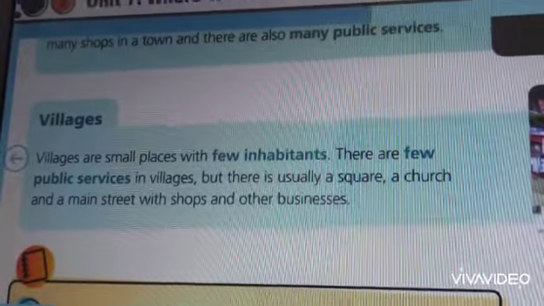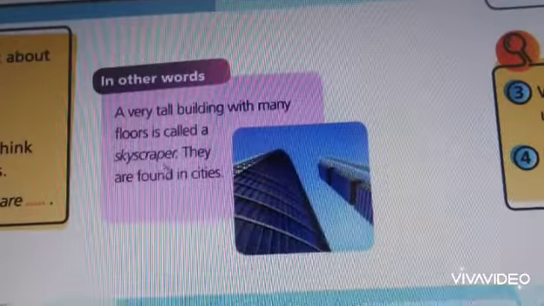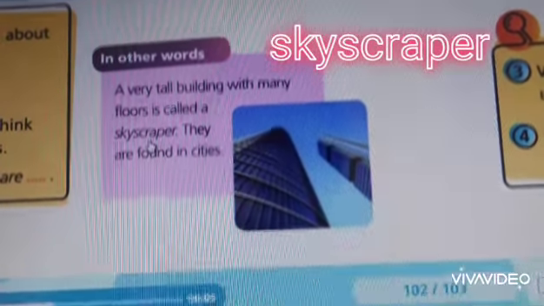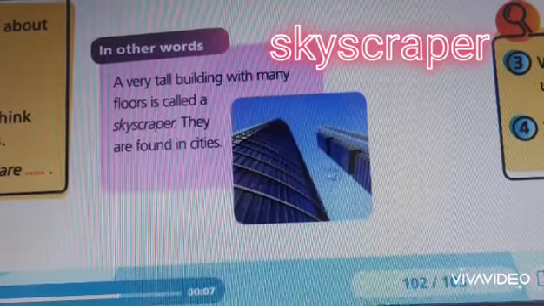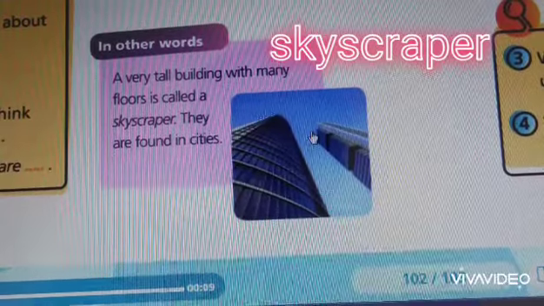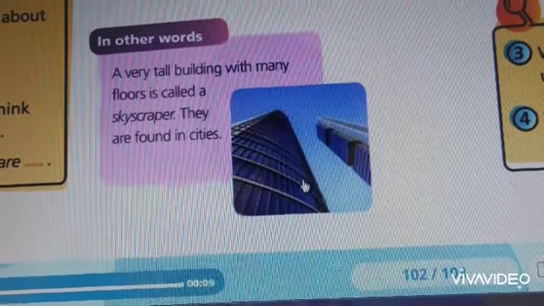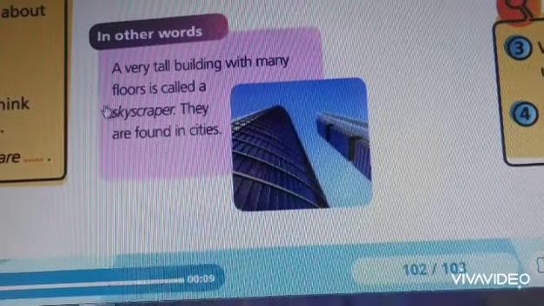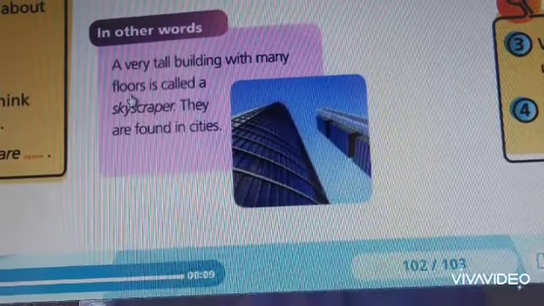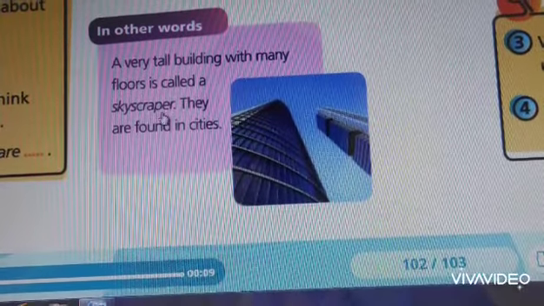And a new vocabulary that you can learn in this unit is skyscraper. Skyscraper. This is the vocabulary that you are going to learn to define this type of building that you can find in a city. So these buildings that are very, very tall, that have a lot of floors, okay? So different levels, a lot of floors, and you can find them in the cities. They are called skyscrapers.